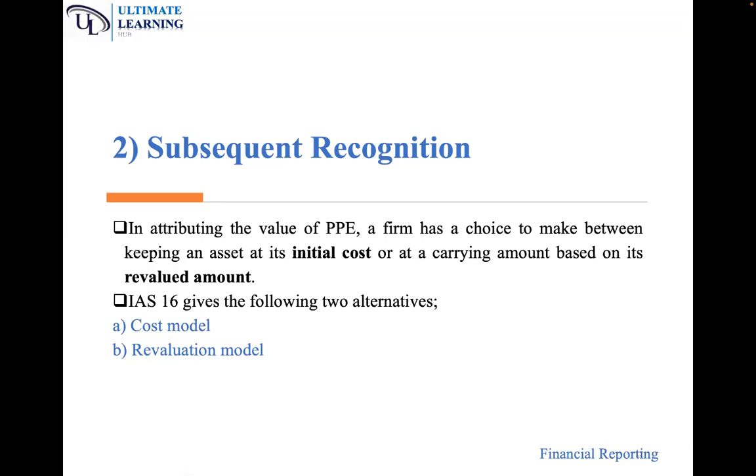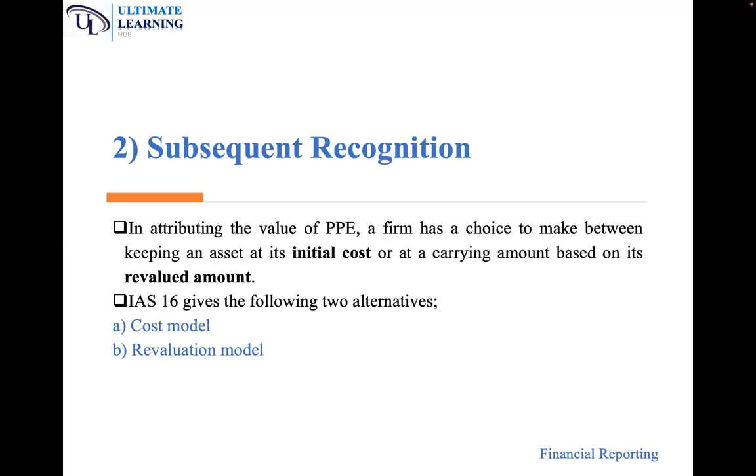So we are in part 2 of PPE. In part 1, we looked at initial recognition. We first of all looked at the objective. We said the objective of PPE is to prescribe the accounting treatment. We looked at recognition of PPE. We recognize PPE when it meets 2 conditions: number 1, it is probable that future economic benefits will flow to the business entity, and number 2, the cost can be measured reliably.